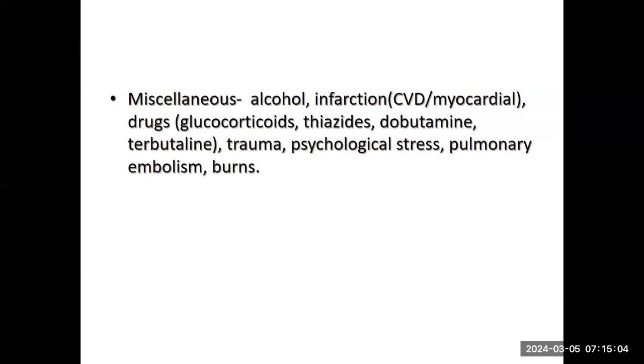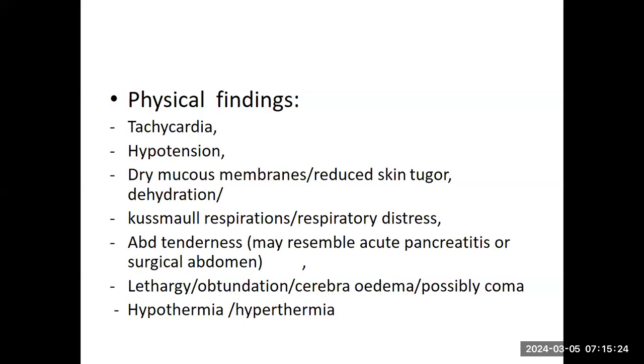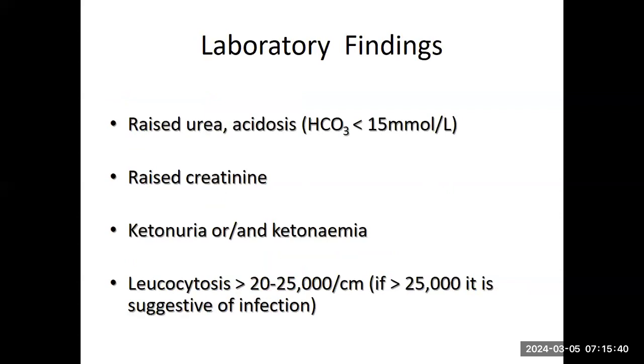So in presentation, patients may have nausea and vomiting, increased thirst, polyuria, the symptoms of diabetes on the high side. Abdominal pain will be present, as talked about earlier, and shortness of breath. The clinical findings on examination may include tachycardia, hypotension, dry mucous membranes, reduced skin turgor, Kussmaul respiration, respiratory distress with abdominal tenderness. Of course, cerebral edema, as I mentioned before, and the patient may also have hyperthermia or hypothermia. These are the possibilities one can find.